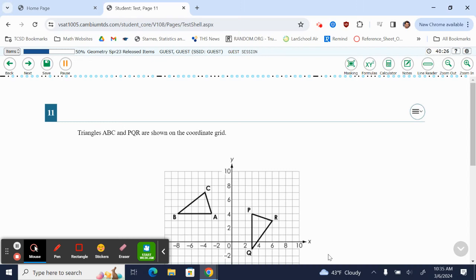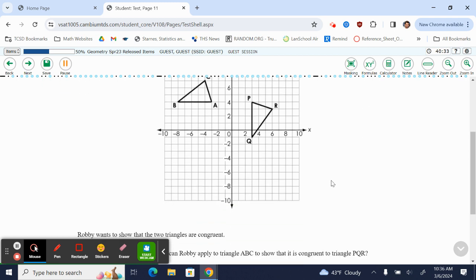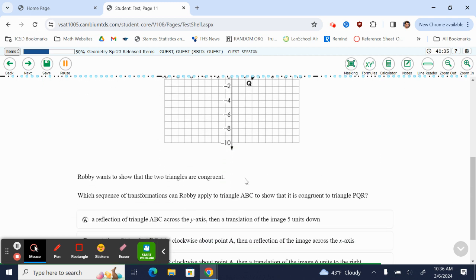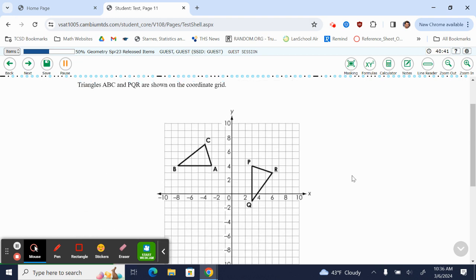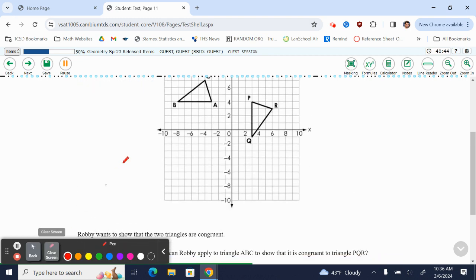Geometry OST Spring 2023 release date test items number 11. It says triangles ABC and PQR are shown on the coordinate grid. Robbie wants to show that the two triangles are congruent. Which sequence of transformations can Robbie apply to triangle ABC to show that it's congruent to triangle PQR? So again, I'll just kind of go through them one by one with you.